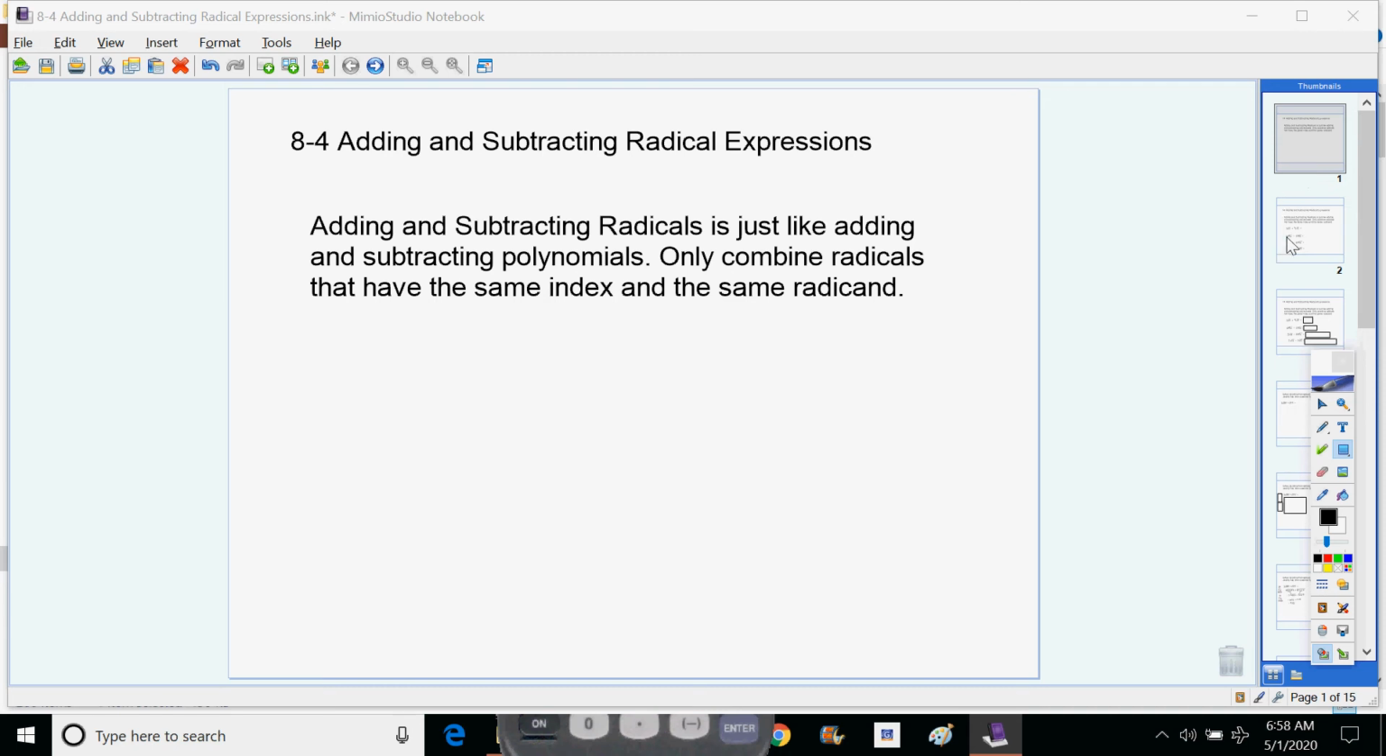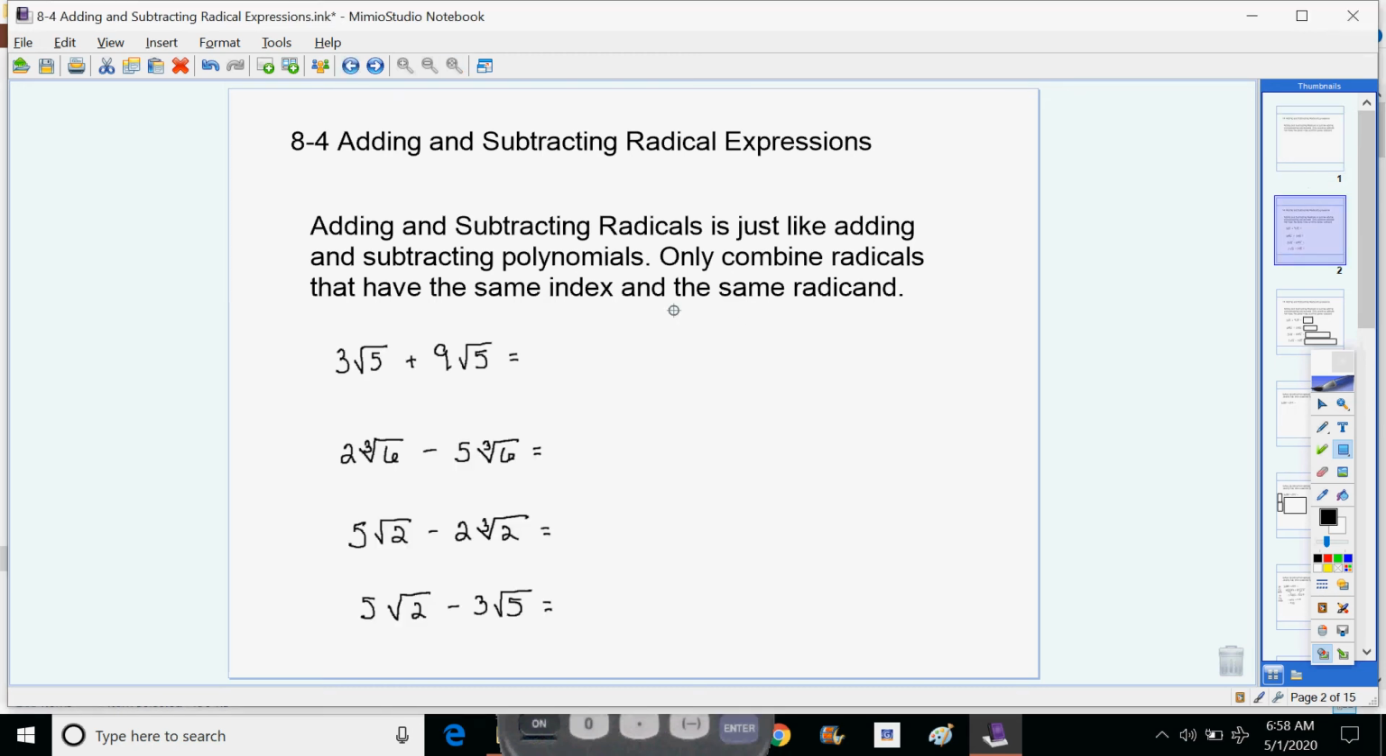Okay, so adding and subtracting, just like when you have just variables, you're looking for terms that are like each other. In order to put your terms together, they have to have the same index and they have to have the same radicand. The index, the number here, and the radicand, the number underneath. If they don't have both the same index and same radicand, you can't put them together by adding.